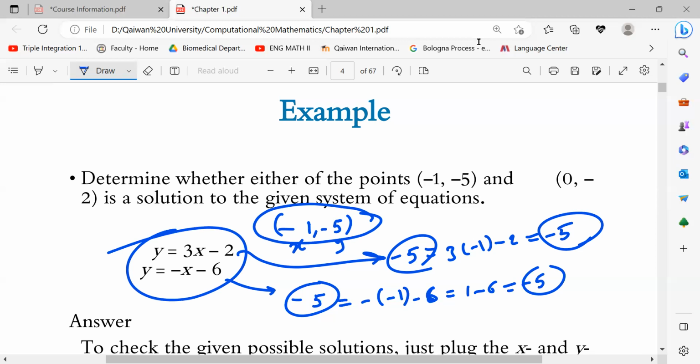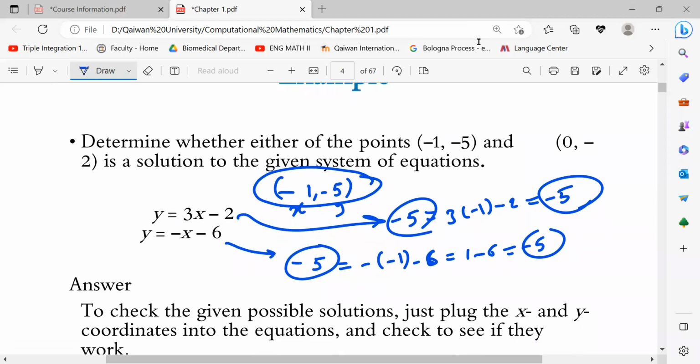In the above example, we had only one equation. We said it's a solution for the equation. But for systems, it must satisfy all equations. Then we say it is a solution for the system. And as you see here, -1 and -5 satisfy both equations. And we say -1 and -5 is a solution for this system. Okay?